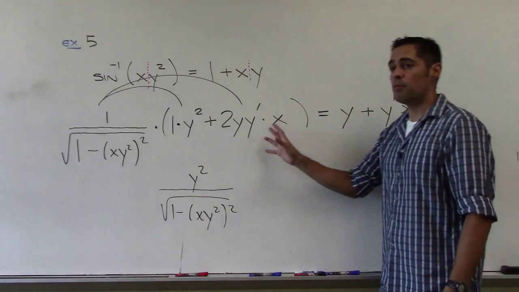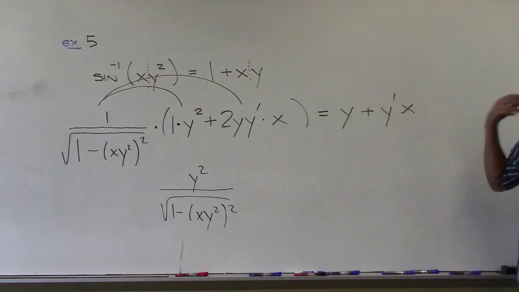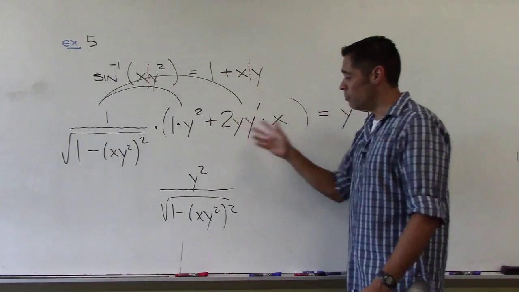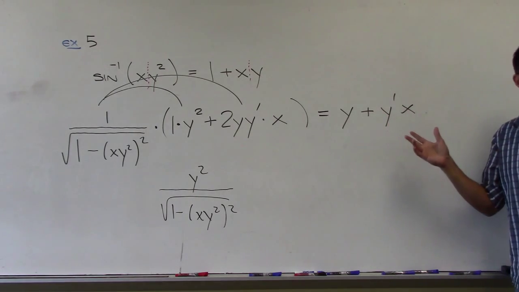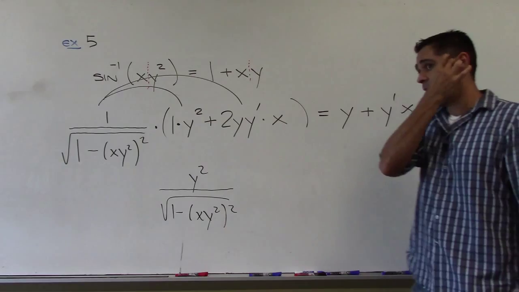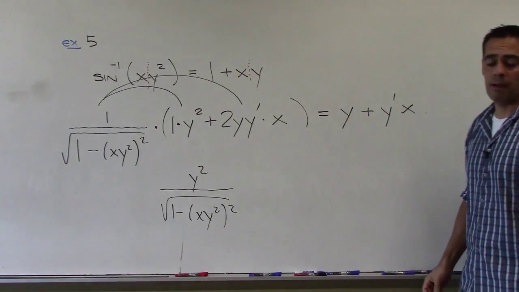So if you need to go back and review implicit differentiation from Cal 1, go ahead and do that. Because if you go back and review, you'll realize that solving for y prime was not the harder part of the problem, but the more tedious part of the problem was getting the y prime alone.